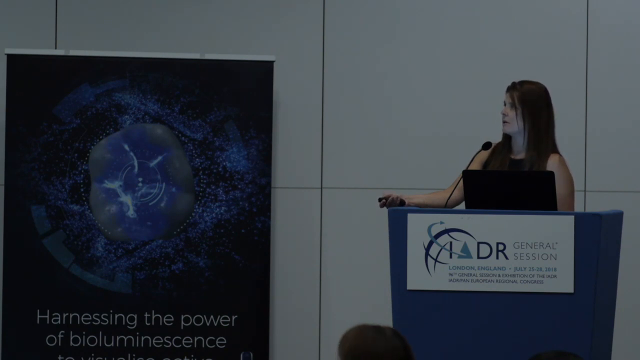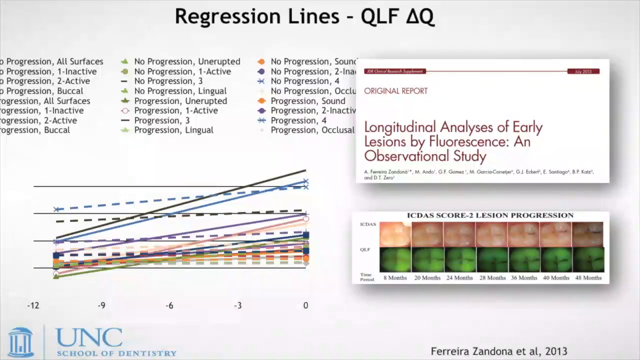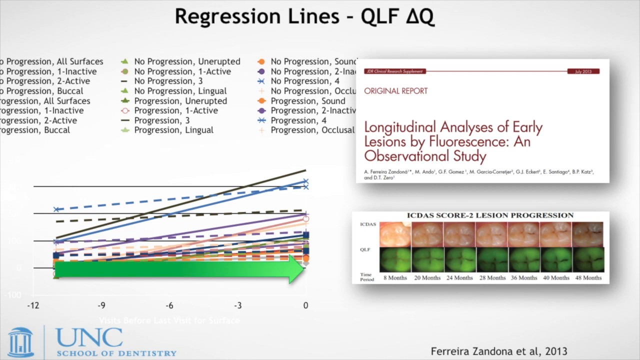With one of these methods, the QLF, we looked at the same data that we presented just before, and we did find that the lesions that were not progressing had a flatter regression line in terms of one of the criteria, which was loss of fluorescence. And the lesions that did progress did incline and changed those values a lot faster. So this can be helpful, but you need to follow up the lesions to know what was going on.